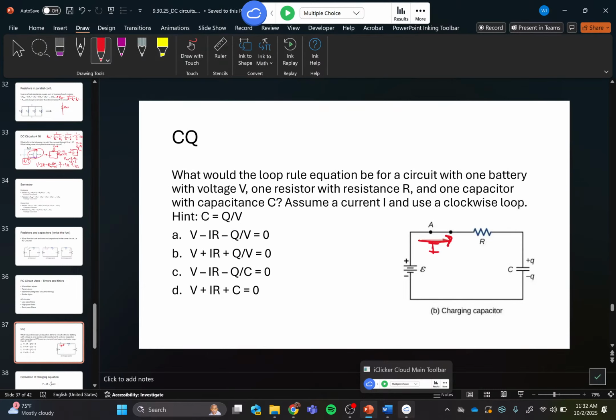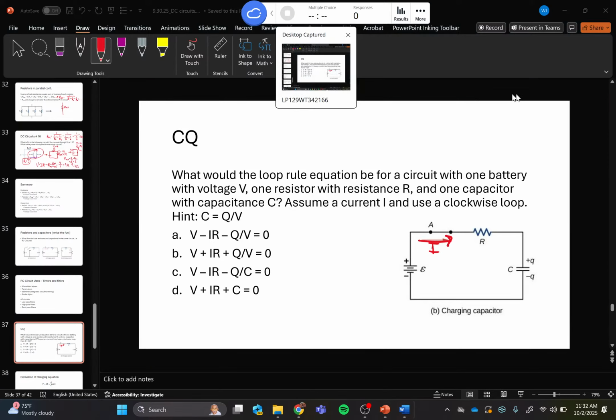So this is something you all can do. There's nothing crazy here. Try it. Build the loop rule. No differential equations yet.